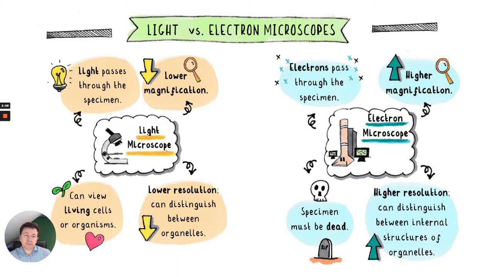So electrons have to pass through a tube. You can see the tube there. It's in a vacuum, and that is why specimens are dead, because there's no oxygen in the vacuum, and they give much higher magnification and much higher resolution than light microscopes.